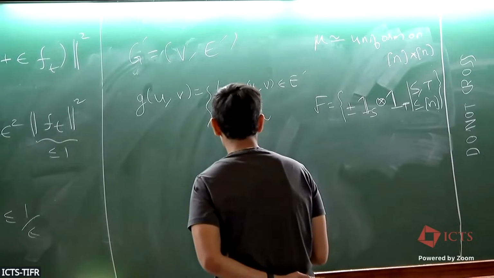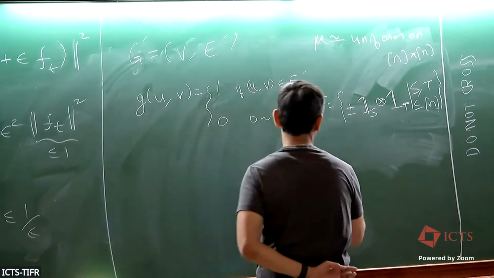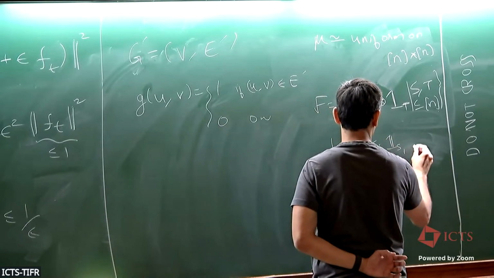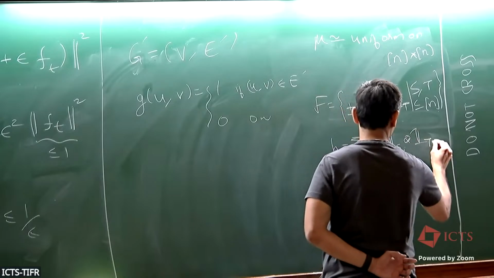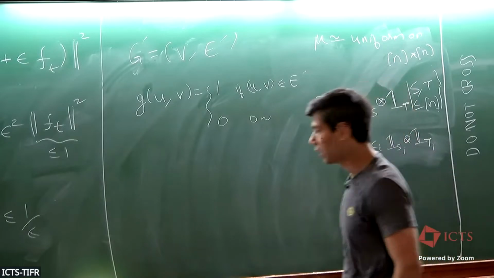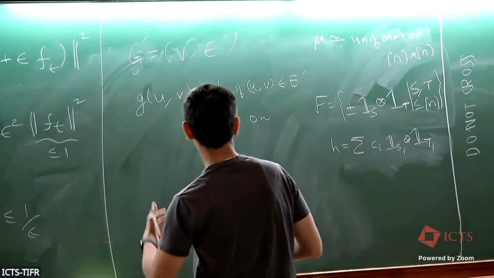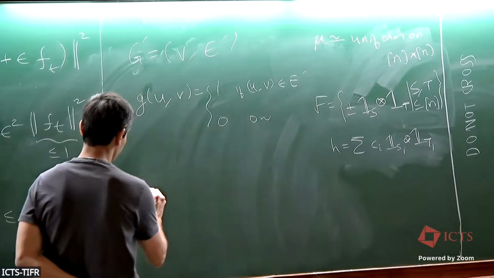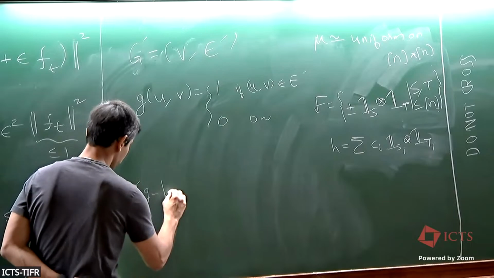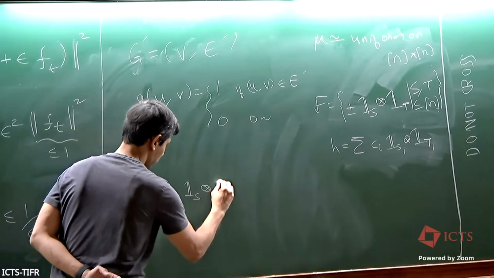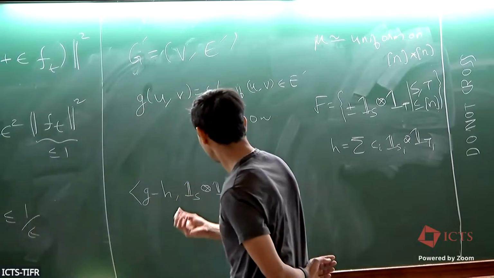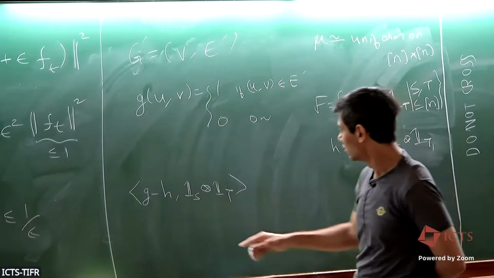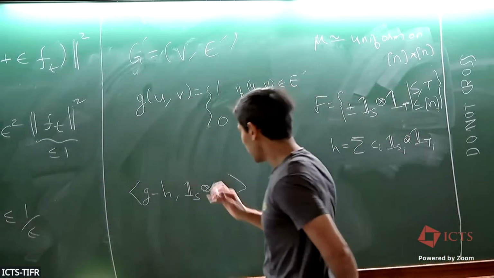And what does it tell us? It will find us an H, which will look like a summation of c_i times something, again, not too many of them, and such that for any function in this class itself, the difference is small. This quantity is small in absolute value. Okay, but let's see what this quantity is.